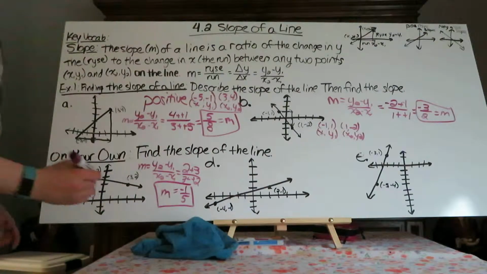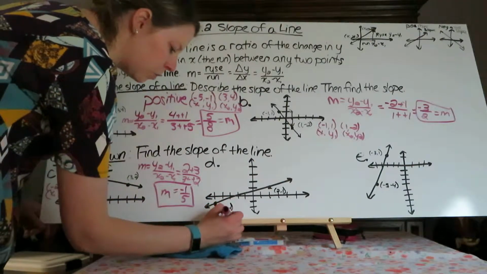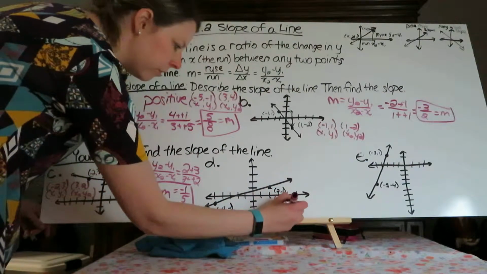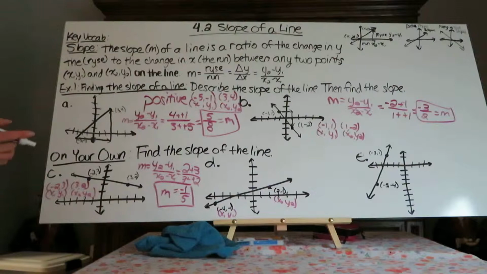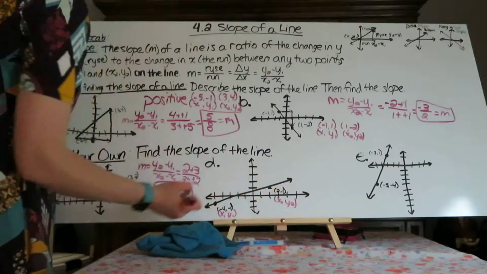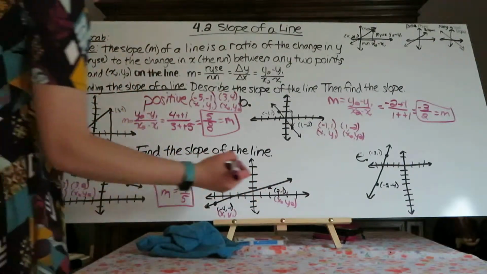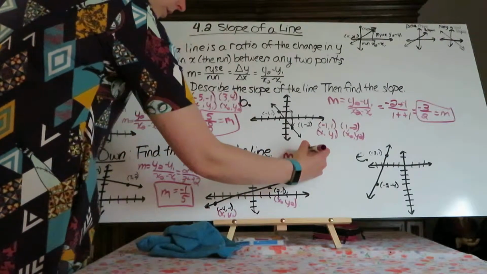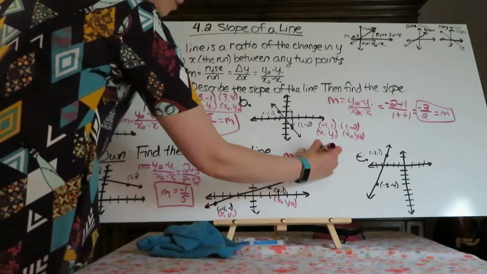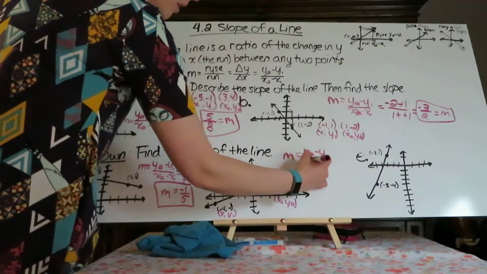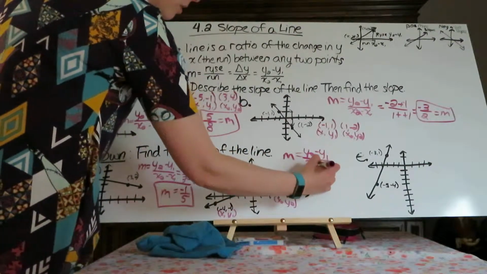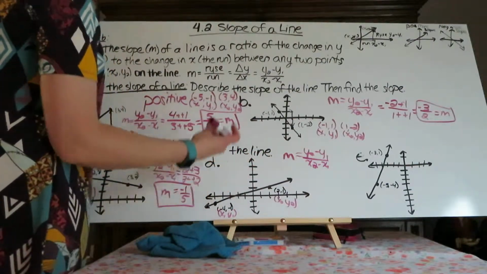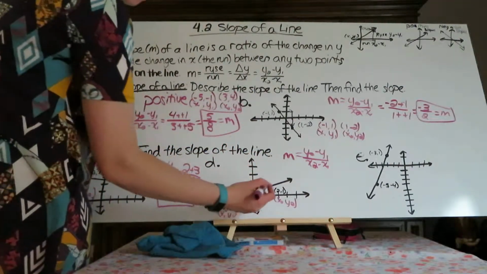Letter D. x1, y1, x2, y2. You notice this time I just labeled my points directly using the points that were already provided. You're allowed to do that. So the slope equals y2 minus y1 divided by x2 minus x1. The more you write out the equation for the slope, the easier it'll be to remember it.